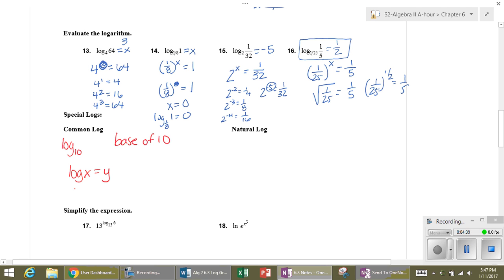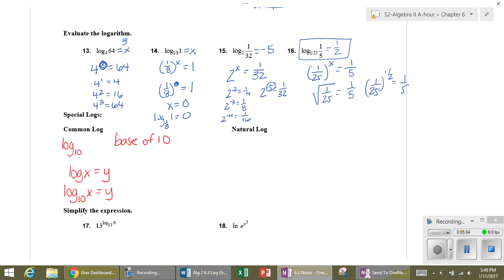So when you see something written like this, log of x equals y, with no base written in, please understand that it is a common log, and this is what it means: log base 10 of x equals y. And the reason this is called our common log is because this is the numbering-based system we use. We use base 10 numbering system in our daily life.